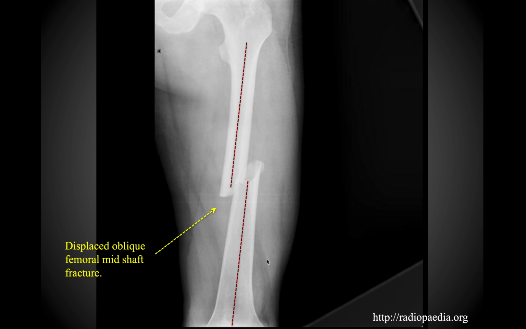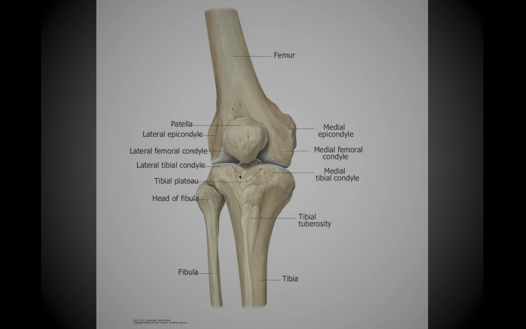This is an example of a displaced oblique or a spiral fracture of the femur. So you can see the displacement clearly where the two ends of the fracture are no longer aligned with each other. So that's likely going to require an ORIF procedure in order to approximate those ends and allow the bone to be able to heal well.